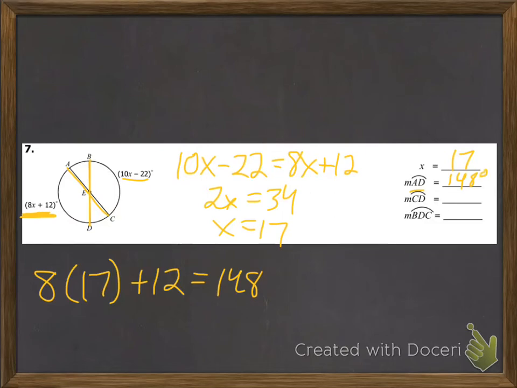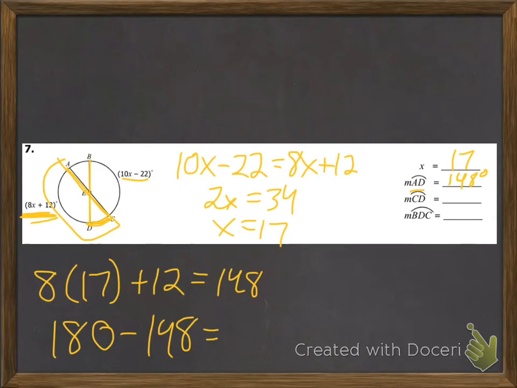Now for CD, that's going to be this smaller arc down here. One thing to make note of is the 8x plus 12 and the CD. These make a semicircle. So now that we know what arc AD is, I'm just going to do 180 minus arc AD, which is 148.